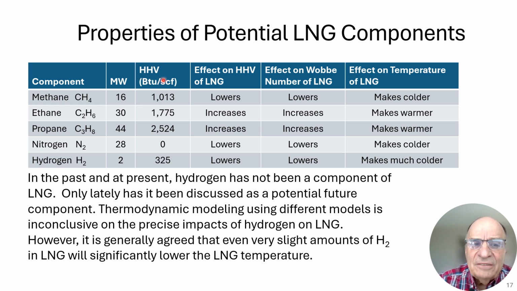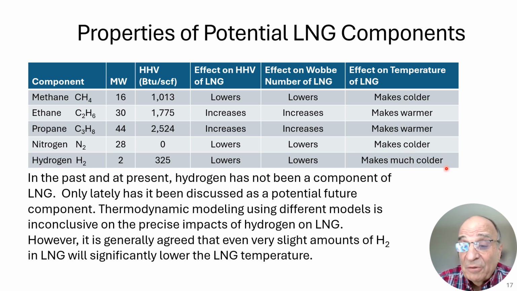And how do you deliver the same amount of energy to customers? The only way to do that would be to deliver more standard cubic feet. So to deliver more standard cubic feet, you're talking about higher velocities in your pipelines, and it's going to be a challenge that has yet to be evaluated. What is the effect on higher heating value? I just mentioned it lowers the higher heating value. It also lowers the Wobbe index, and it makes the LNG much, much colder.